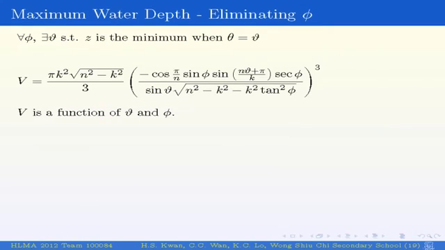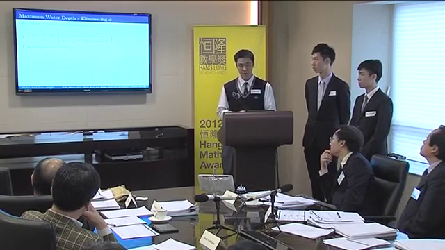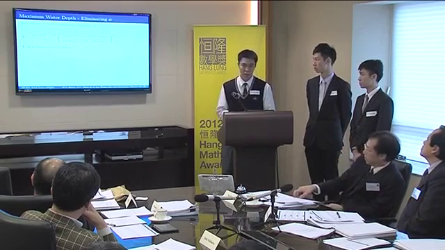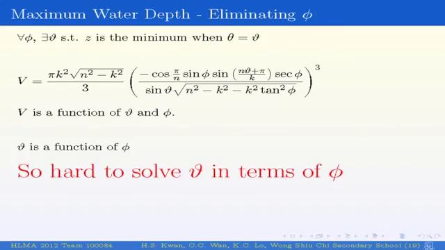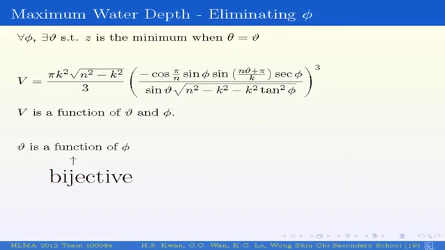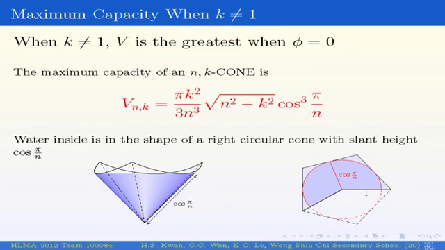And now we will further reduce the number of variables to 1. For all phi, there exists a curly theta, such that z is the minimum when theta is this curly theta. Phi is a function of this theta and phi. Although theta is a function of phi, it is so hard to express theta in terms of phi. So we will make use of this bijective relation we can prove and write phi in terms of theta instead. And after some calculations, we can show that the maximum capacity of an NK cone can be expressed in this expression in red.